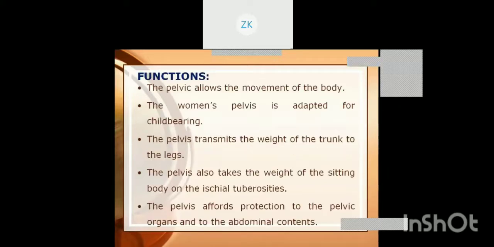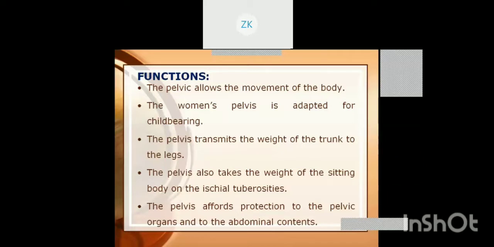When we see the functions here, it is because of our pelvic bones that movement of the body is allowed. Because of this pelvic bone, your leg, the femur, gets attached there. Then you can walk around, you can move around, with the help of the pelvic bone. And as I've already mentioned, it has a very significant role in childbearing. This pelvis also helps to transmit the weight of the trunk, our body weight, to the legs.